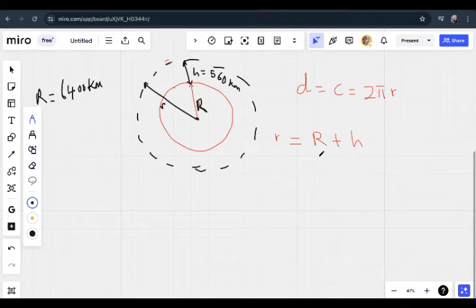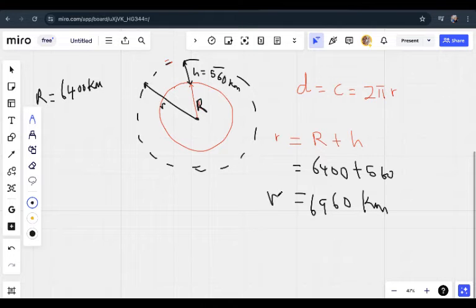So that orbital radius is simply the radius of the Earth plus 560. You need to calculate the orbital radius before you can calculate speed. They're both in kilometers, so we can simply leave it that way. When you add them, you get 6960, right? 6960 kilometers. So this is our orbital radius. This is what we're going to use to calculate the speed.